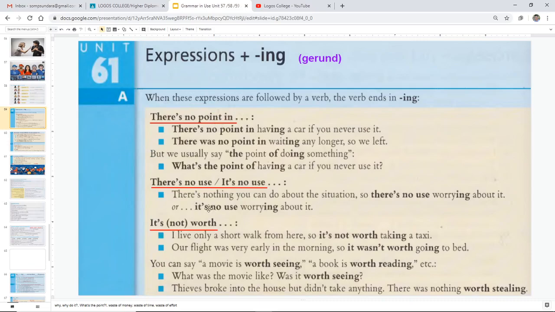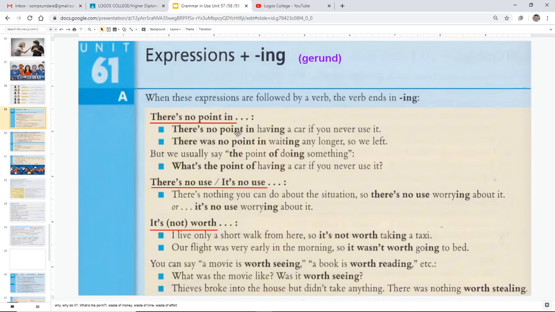There are some expressions here. It says when these expressions are followed by a verb, the verb ends in ing. First one, let's look at there's no point in. So there's no point in having a car if you never use it. There was no point in waiting any longer, so we left. The first sentence is in present tense, there is no point in, and the second one is in past tense.